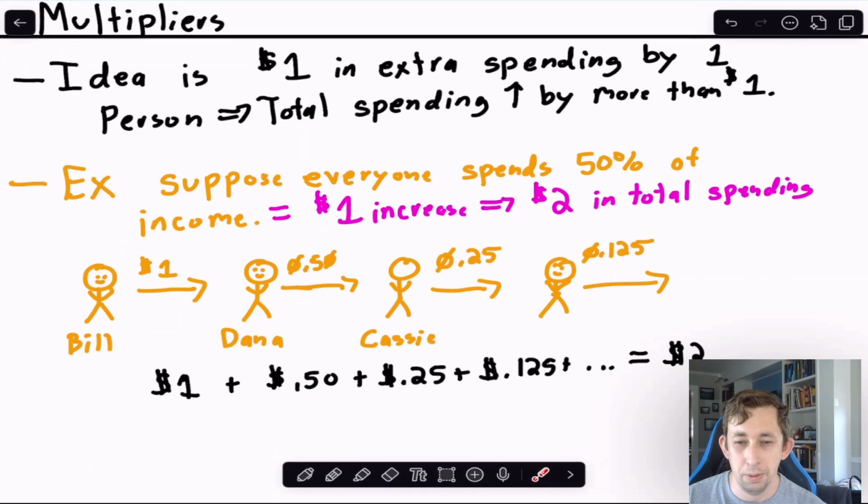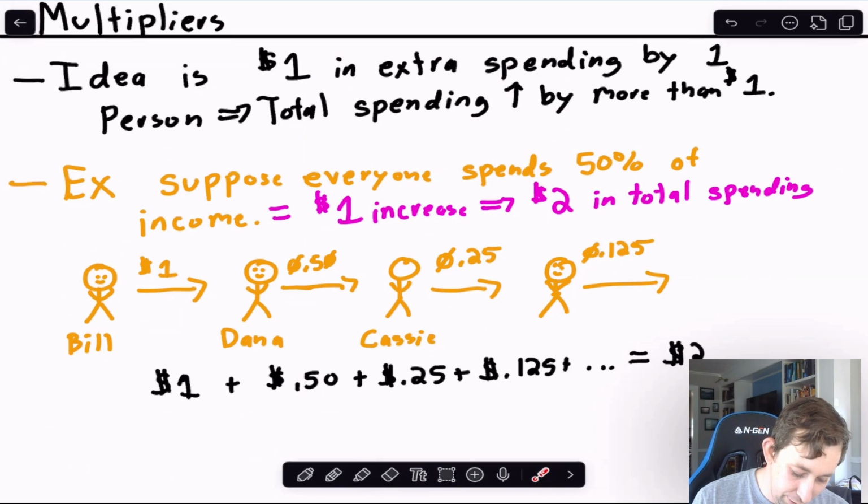When I talk about multipliers, this just means that when we are putting an extra dollar into the economy, we actually are going to increase spending in the economy by more than $1. So for example, suppose that everyone spends 50% of their income, so that if Bill, for example, gets an extra dollar in income, that's going to lead to 1 over 50%, or $2, maybe an increase in total spending.